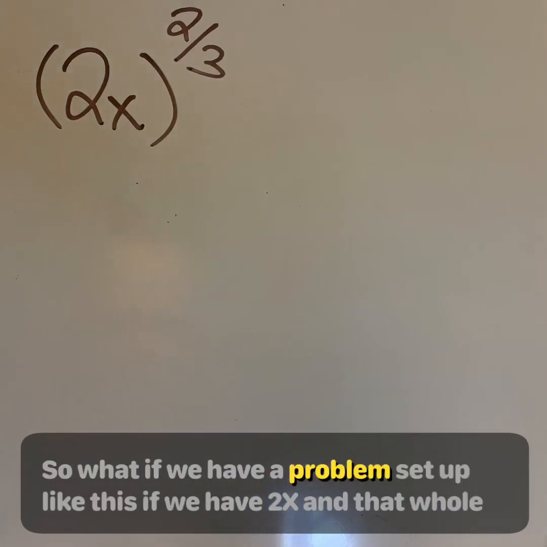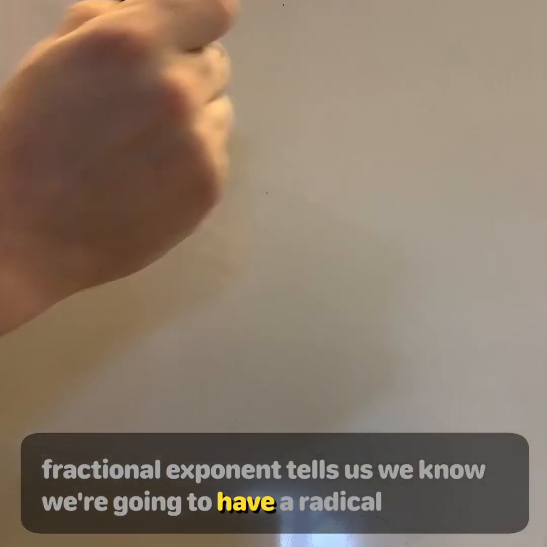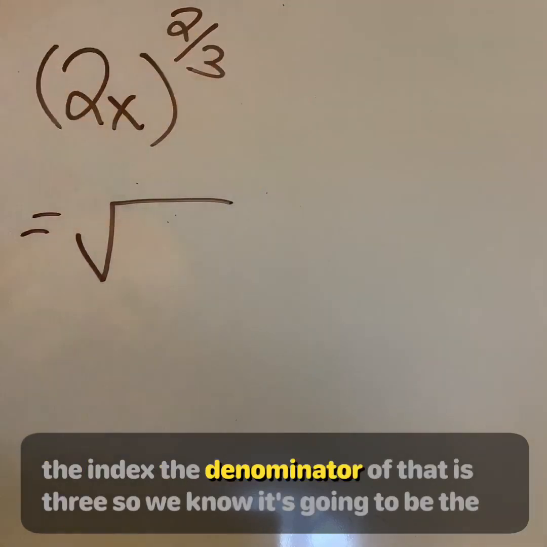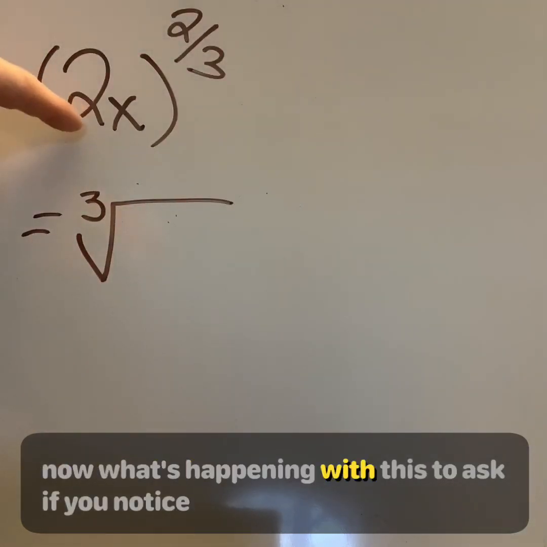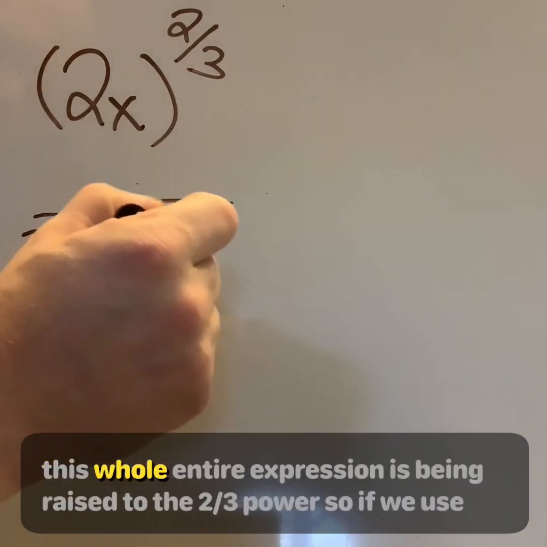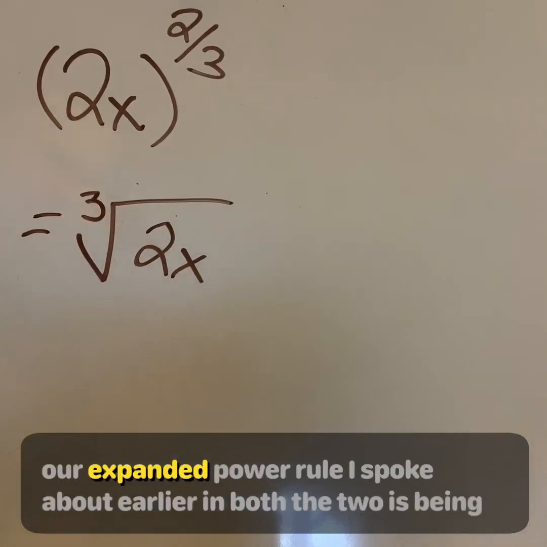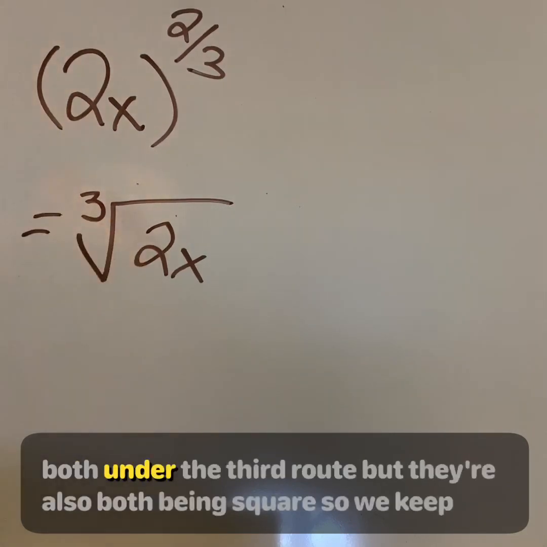So what if we have a problem set up like this? If we have 2x and that whole expression is being raised to the 2/3 power. Well, the fact that it is a fractional exponent tells us we're going to have a radical. The index, the denominator, is 3, so this is going to be the third root. Now, this whole expression is being raised to the 2/3 power. So if we use our expanded power rule, then both the 2 is being raised to the 2/3 and the x is being raised to the 2/3. That's why they're both under the third root.